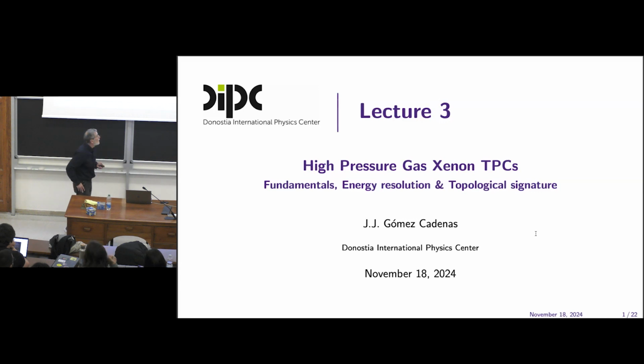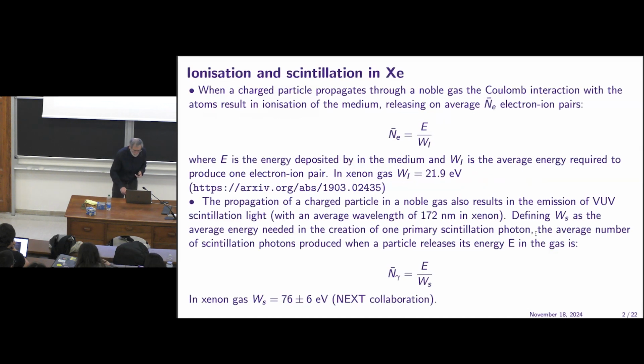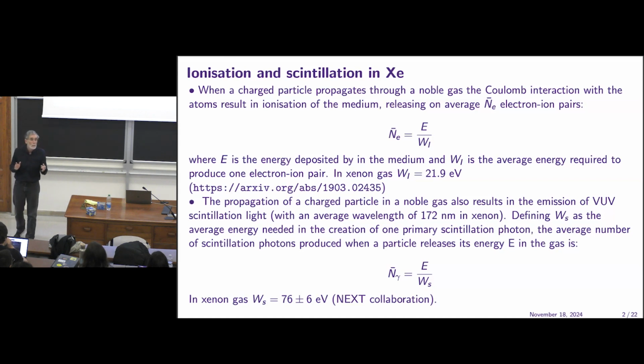So today I'm going to get a bit more serious. So let's talk about high pressure gas xenon TPCs. But let's talk about fundamental things. Before we talk about the detector, we need to understand why we can build a detector out of xenon. So recall again, what is nice about xenon is that it's a noble gas. Because it's a noble gas, the electrons, when you ionize the gas, will not recombine.